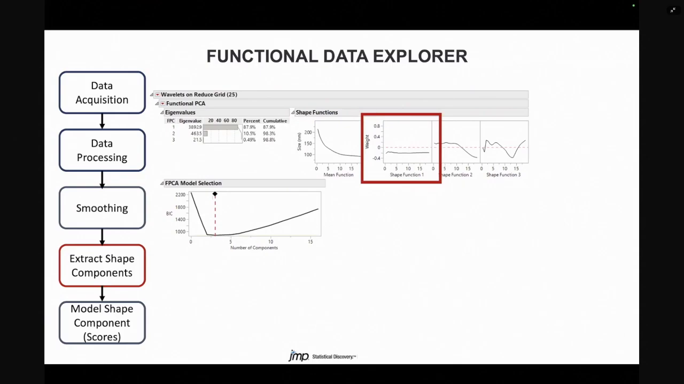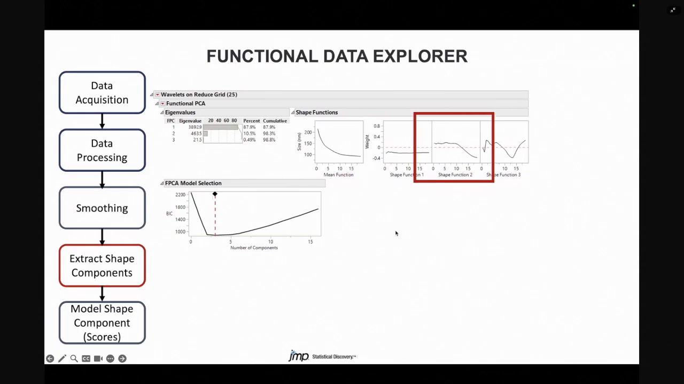This first shape function is explaining about 88% of the remaining variation. It's a negative weight across the whole shape. So if you get larger corresponding functional principal component scores, you'll end up with these functions that are probably going to be shifted down across the range. Whereas if you get smaller values of this, they might go up if they're negative.